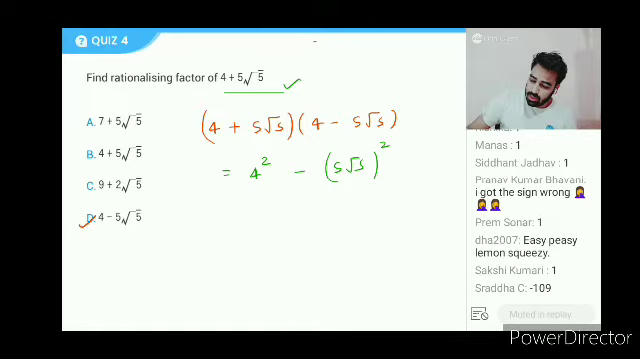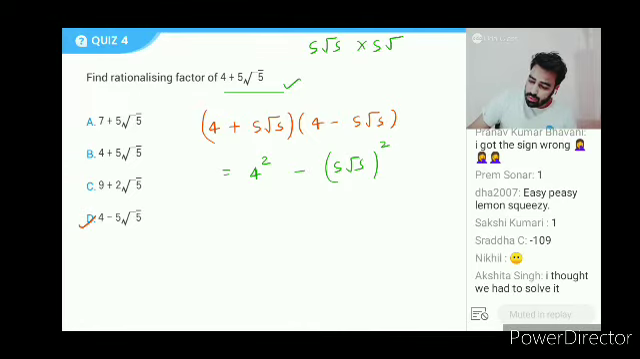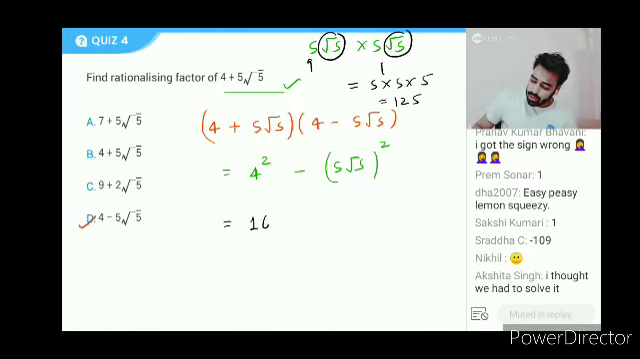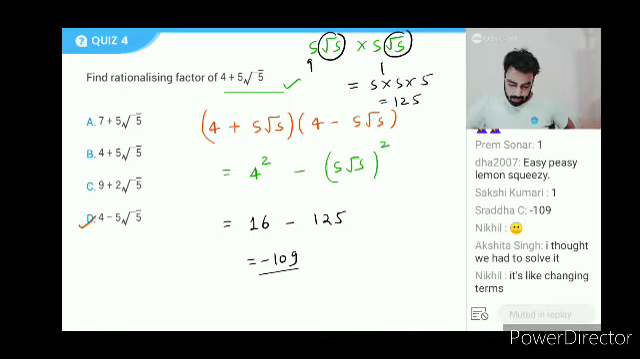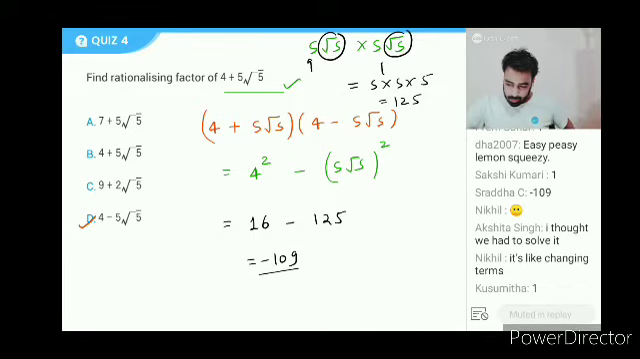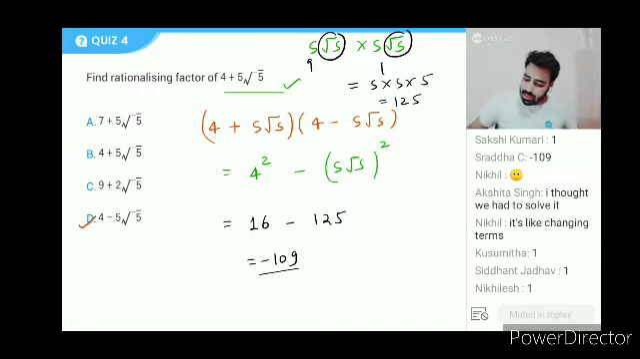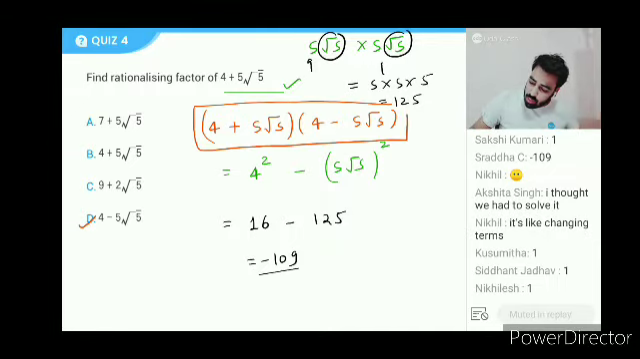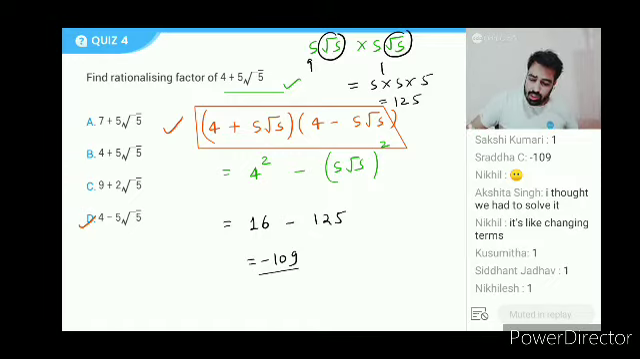Okay, this multiplication is very important. 5 root 5 into 5 root 5. See, how many 5s are there? Sir, 1 five, 2 five, and this root 5 will also generate one more 5. So 5 into 5 into 5, that is 125. So 4 square is 16 minus 125, that is minus 109. Okay, clear? Clear? Actually, the logic is this only, that we want to apply the third identity, so that square minus square happens and the root term vanishes.